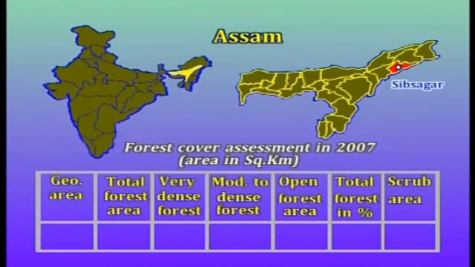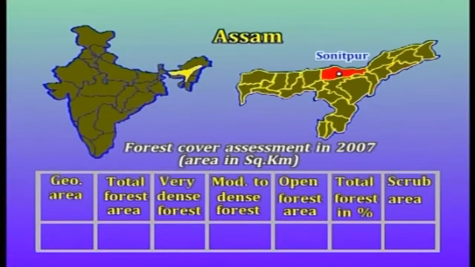District Shiv Sagar. The geographical area of the Shiv Sagar district of Assam is 2,668 square kilometers in 2007. The total forest cover is 693 square kilometers, out of which the very dense forest cover is 8 square kilometers. The moderate to dense forest cover is 144 square kilometers. The open forest cover is found to be 541 square kilometers. Altogether, these forests cover about 25.97% of the geographical area of the state. The scrub cover is also found to be 1 square kilometer.